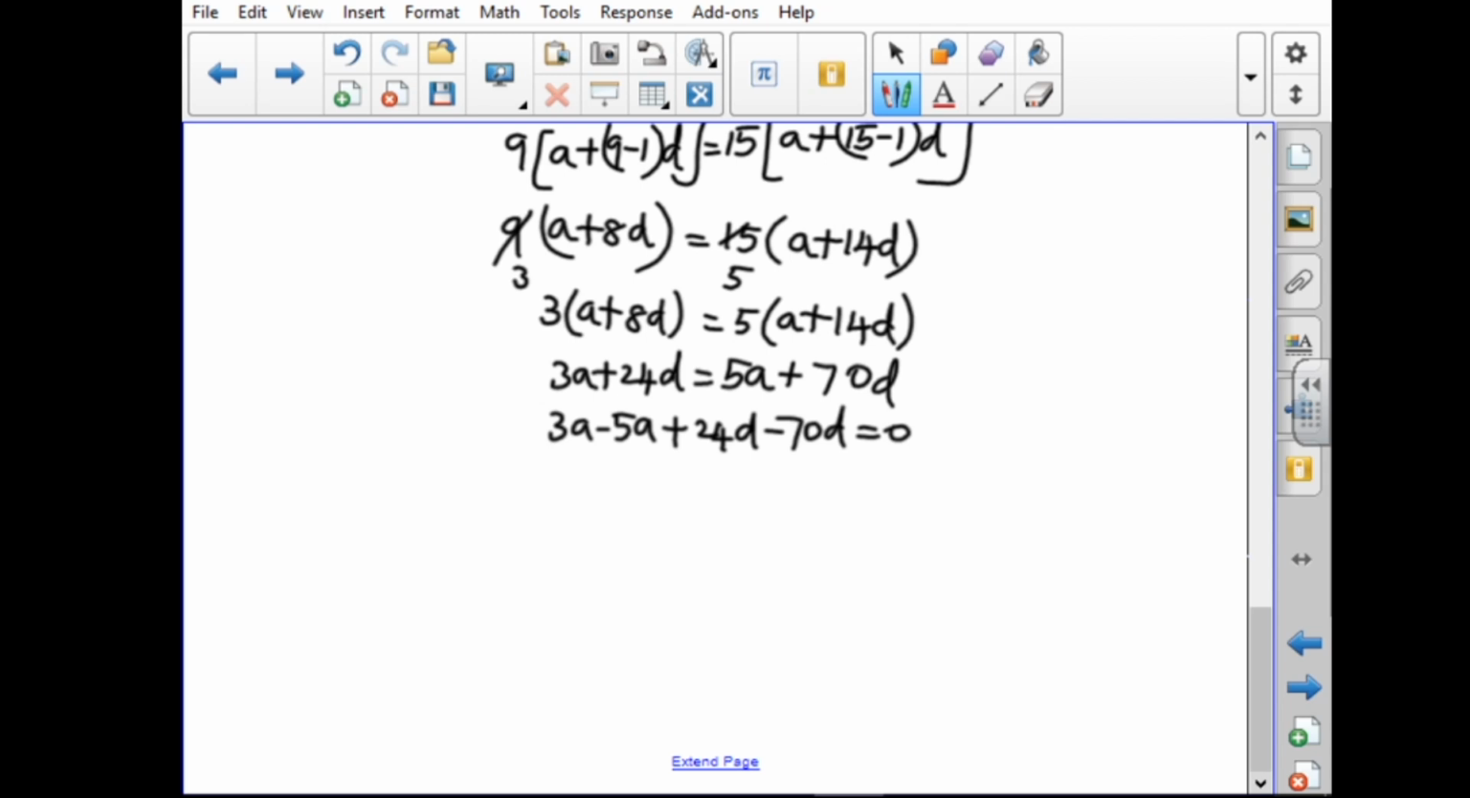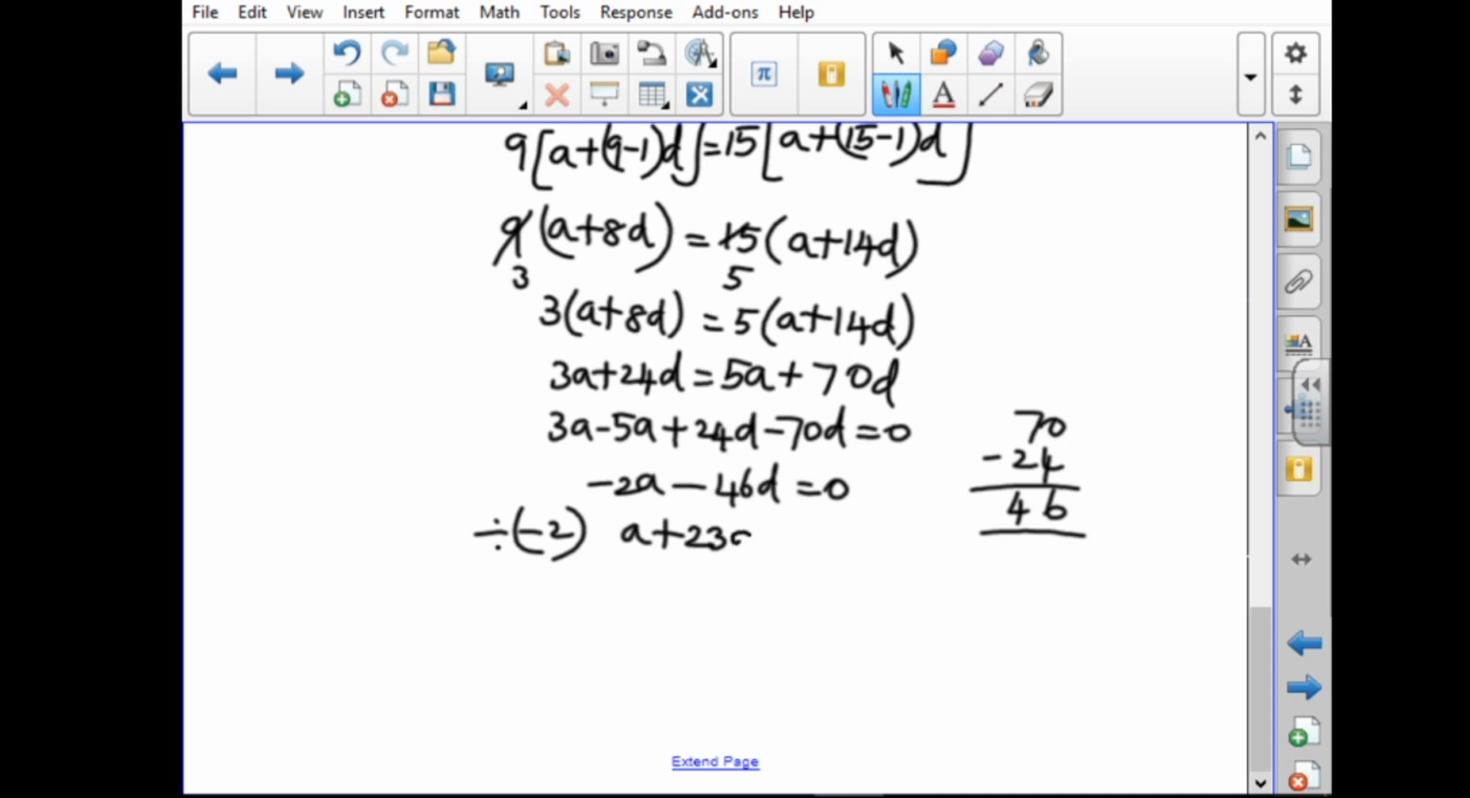That is minus 2A minus, we subtract 70 minus 24, that is 46. So minus 46D equal to 0. Divide by minus 2. The answer will be A plus 23D equal to 0.